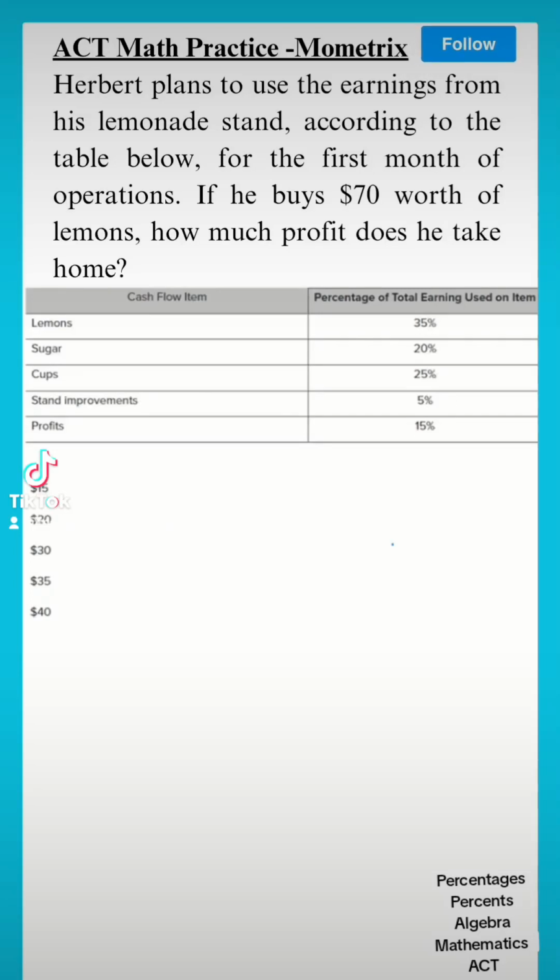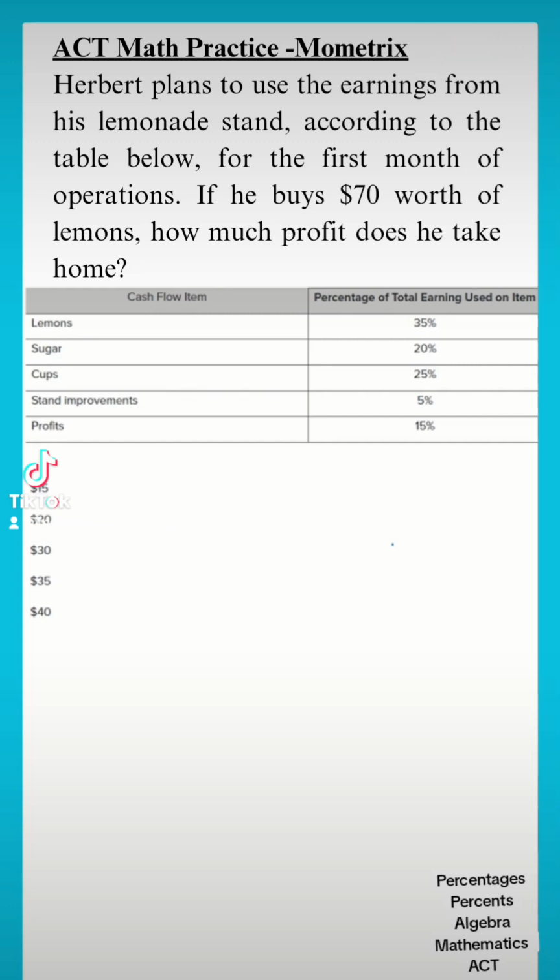Let's solve this ACT math problem together, which can also be seen in algebra classrooms and algebra end of the year assessments, nursing exams, etc. So it says, Herbert plans to use the earnings from his lemonade stand, according to the table below, for the first month of operations. If he buys $70 worth of lemons, how much profit does he take home?